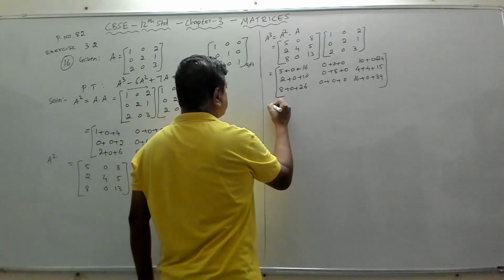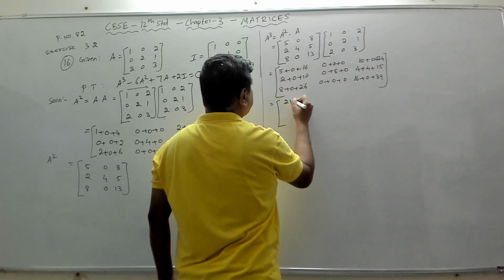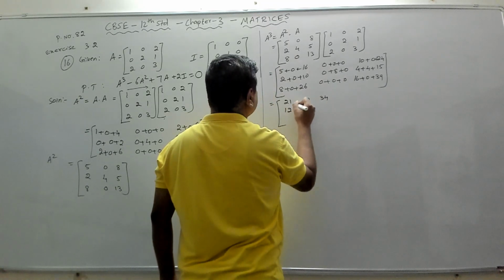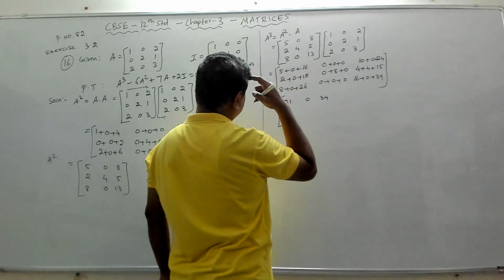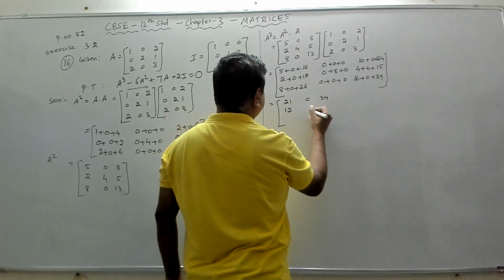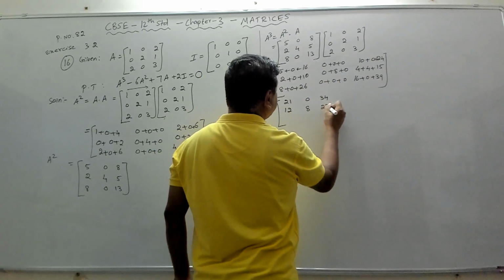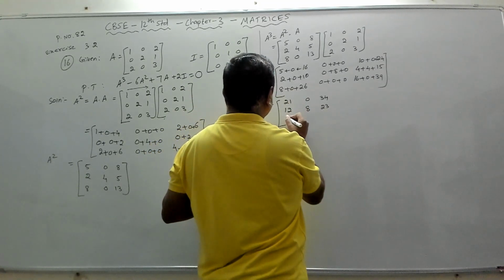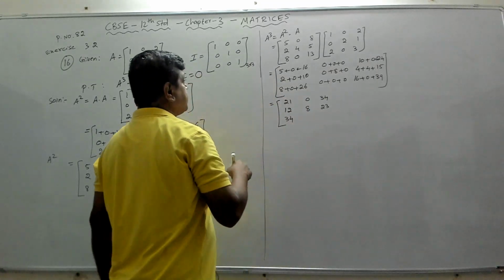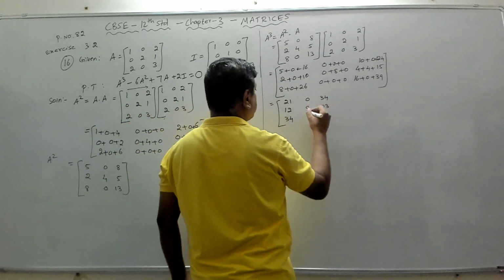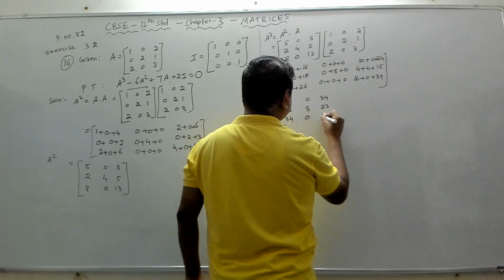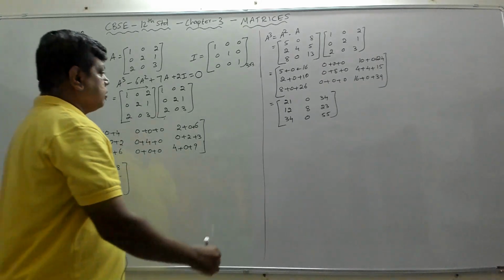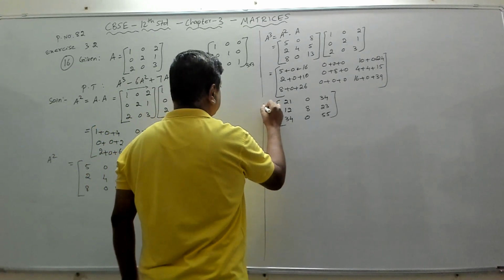Now, that becomes 5 plus 16 is 21, this becomes 0, 10 plus 24 is 34, this is 12, this is 10, right? Then this is 8, this becomes 23, then this becomes 34, 8 plus 26 is 34, then this becomes 0, this becomes 55, right? So this is your A cube.